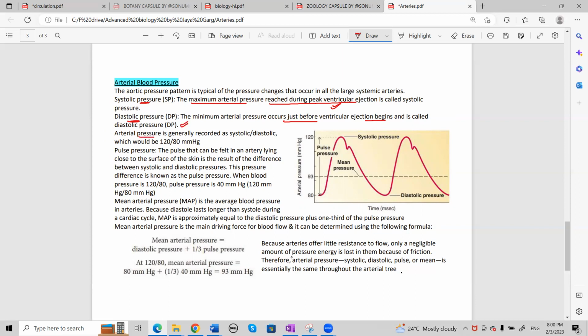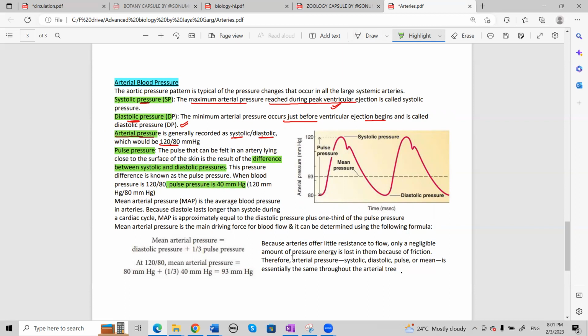When you are recording the arterial pressure, you record first systolic and then diastolic, like 120/80. Clear? The systolic pressure and diastolic pressure, and what arterial blood pressure is. Now, what is pulse pressure? The formula is systolic minus diastolic. So it is the difference between systolic and diastolic pressure. The value comes to 40 mmHg if you are assuming 120/80.